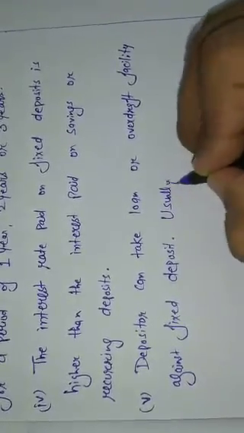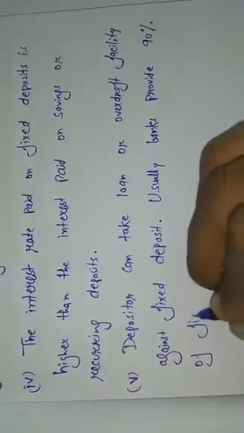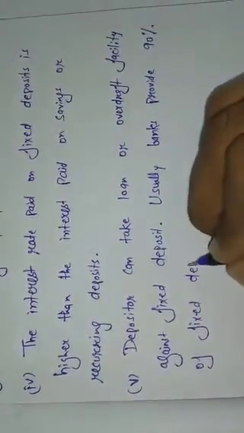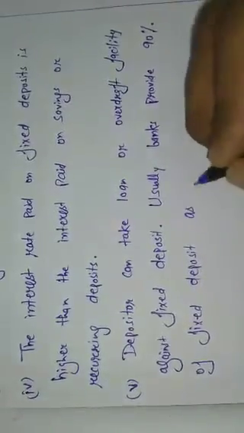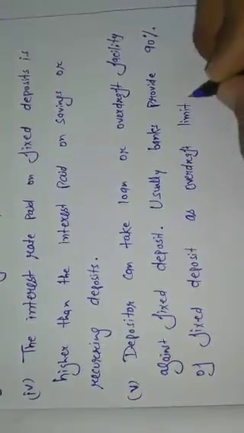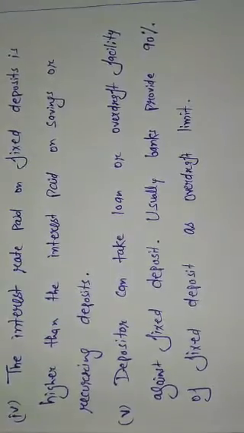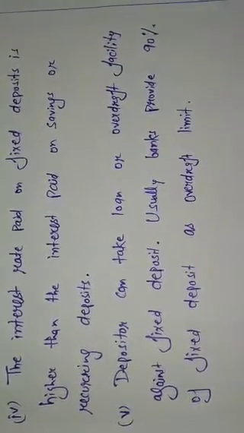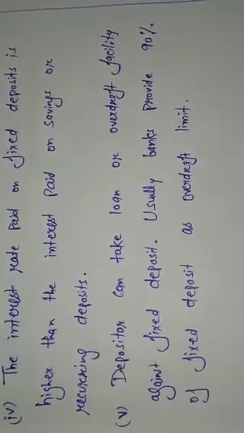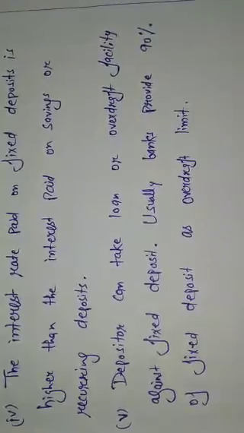Usually banks provide 90% of fixed deposit as overdraft limit. It means in the amount of the FD, in the amount of the fixed deposit, the account holder can use it as like a overdraft facility. Overdraft की facility भी उस पर ले सकता है. और the account holder also can take the facilities related from the loan on the mortgage of the FD.